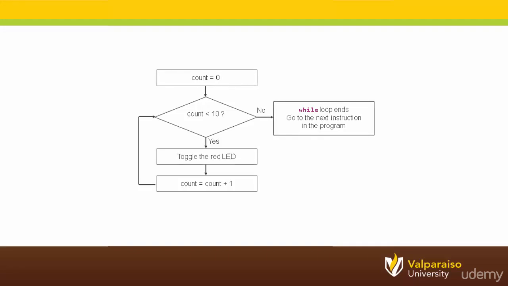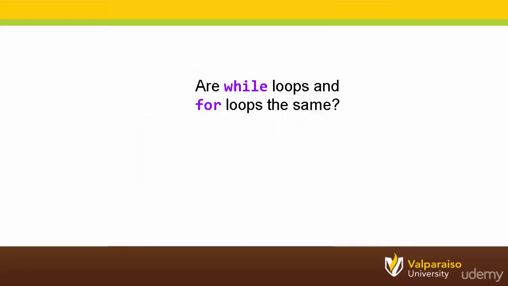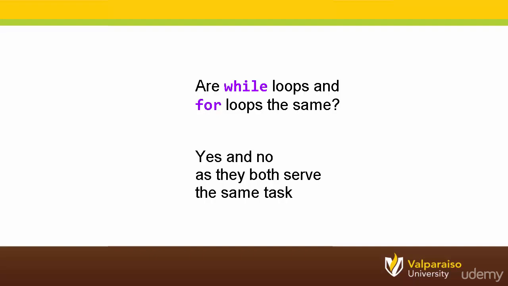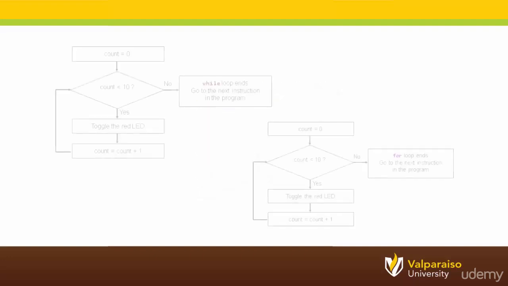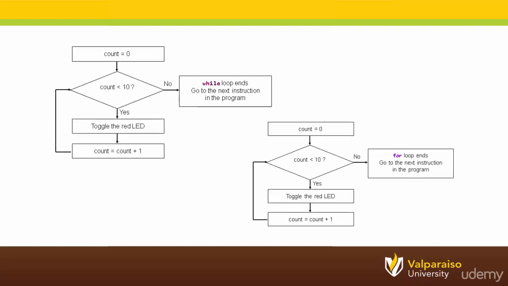At this point, it's natural to ask, are while loops and for loops really the same thing? The answer? Both yes and no. Yes, they do serve the same purpose, and at some level, deep down inside the microcontroller, they can actually be implemented the same way once you compile your program.